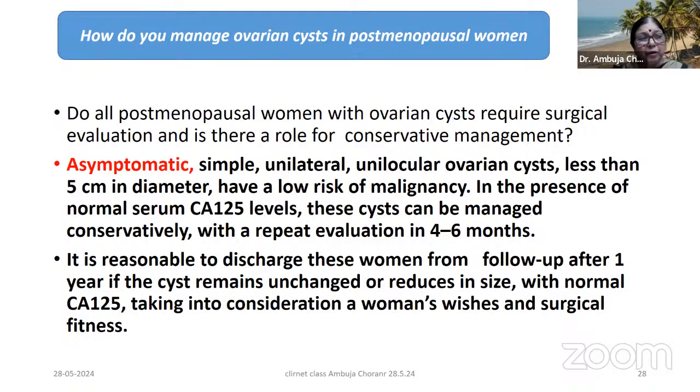CA125. A single CA125 test is not going to give the result. By combining ultrasound features, CA125, and the menopausal state, you can calculate the risk of malignancy. And depending on whether the threshold is 200 or 250, you will get the sensitivity and specificity. With all these results with you, how are you going to manage? If the patient is asymptomatic with a simple unilateral, unilocular ovarian cyst less than 5 centimeters, there is a low risk of malignancy. In the presence of normal serum CA125 levels, these cysts can be managed conservatively with a repeat evaluation in 4 to 6 months.